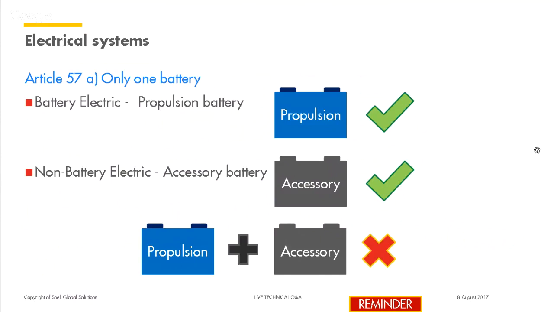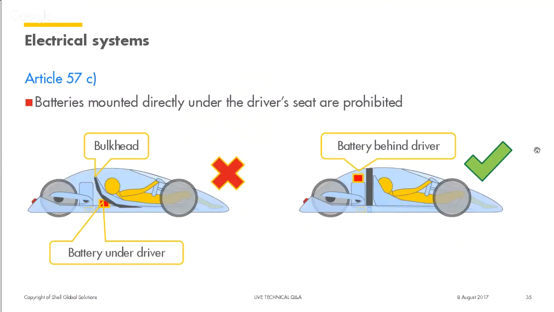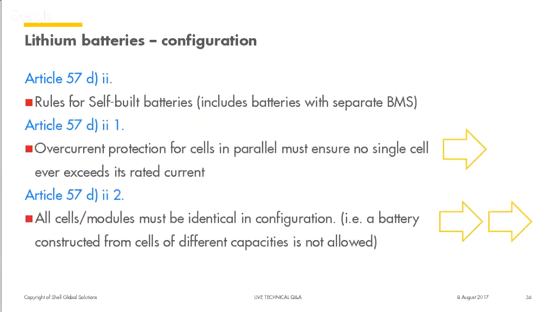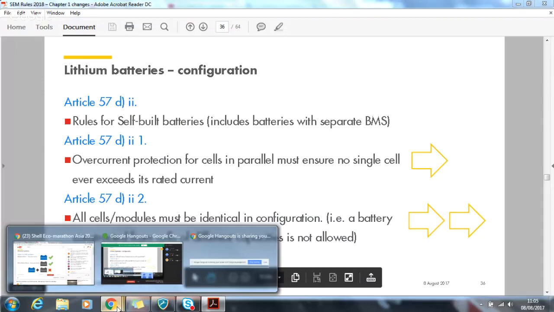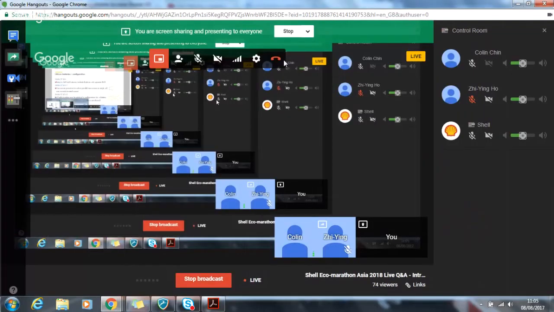Next slide is about the lithium battery configuration. Just note, this is particularly for self-built batteries, so teams that might want to build their own batteries, or for teams that have a commercial battery but buy a separate BMS, you are still considered a self-built battery system, because to us, the battery is the battery plus BMS. So if you assemble a battery with a separate BMS, it is still a self-built battery from our point of view. So Article 57D, Part 2 and Part 3 will explain what we mean here.